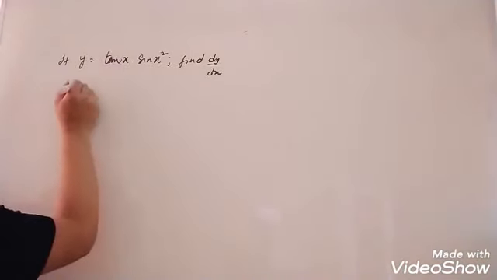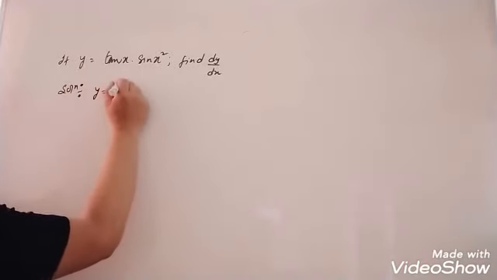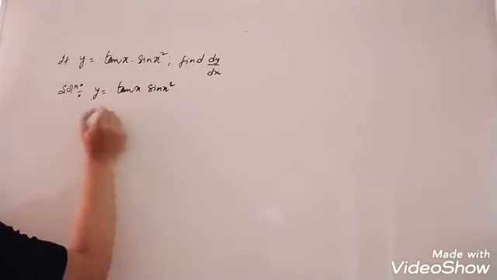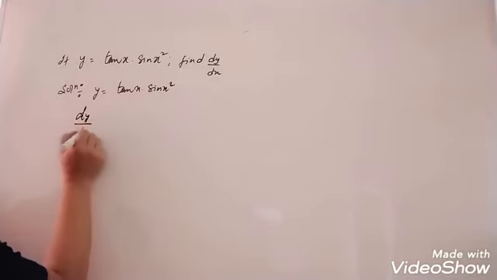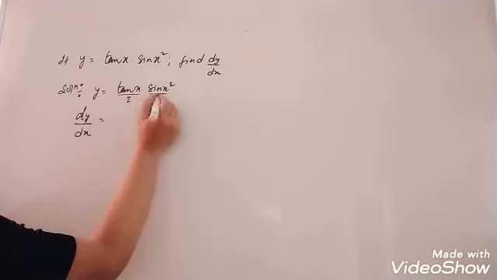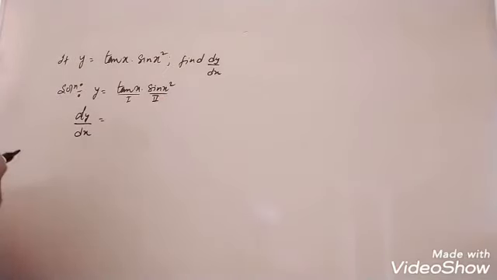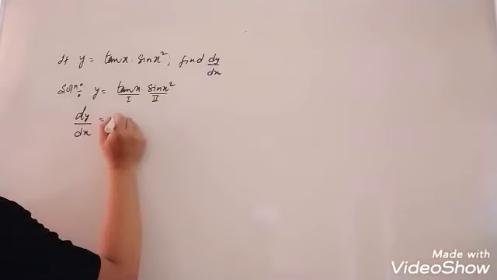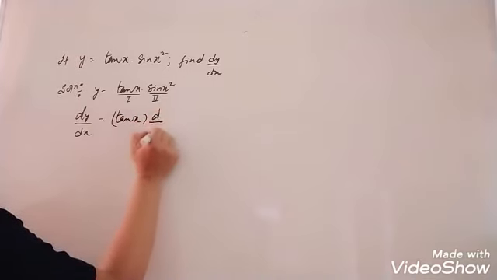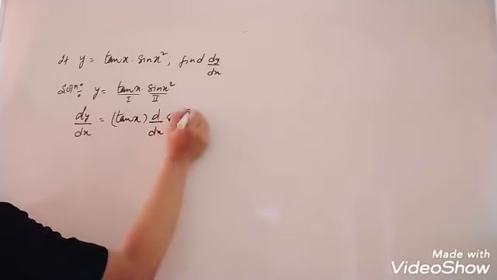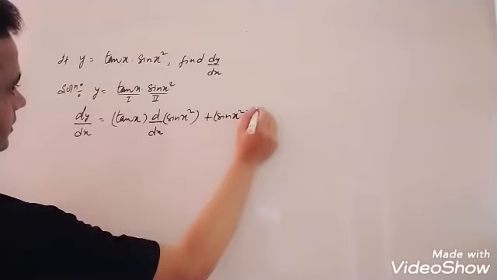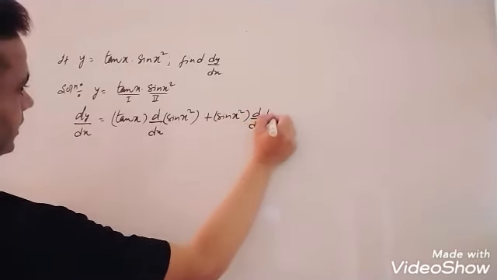In the solution, first we have to write the given function, 10x into sin x square. So dy by dx equals, now this is the first function and this is the second function. Take the first function, so 10x, d by dx of sin x square, plus, now this is the second function, sin x square, d by dx of, differentiation of 10x.